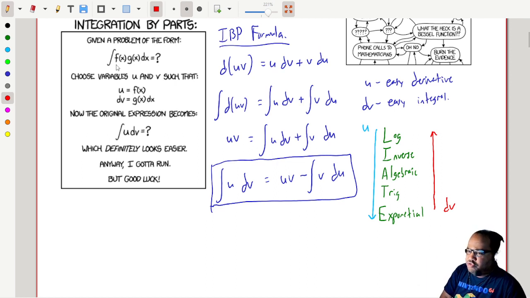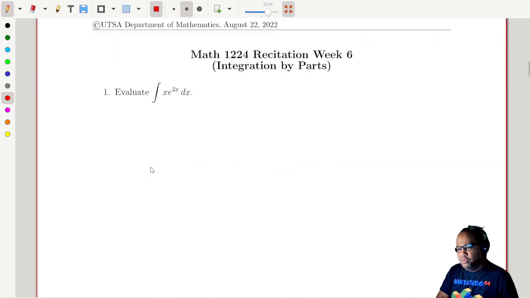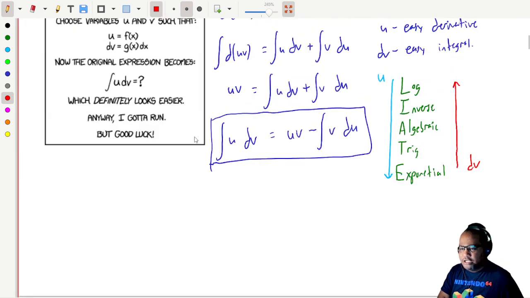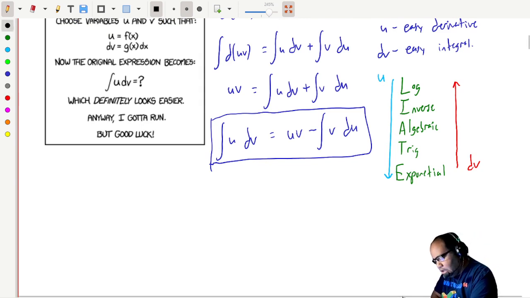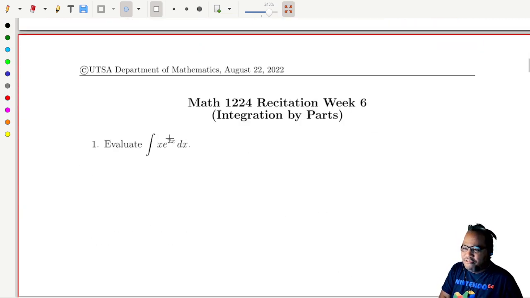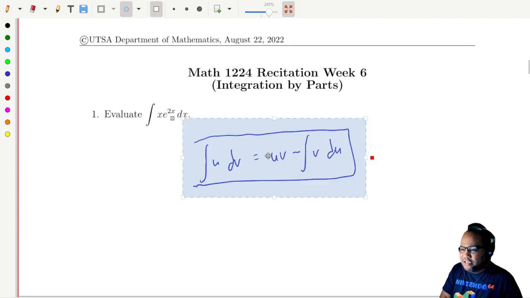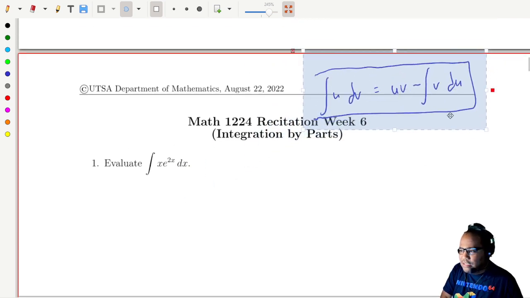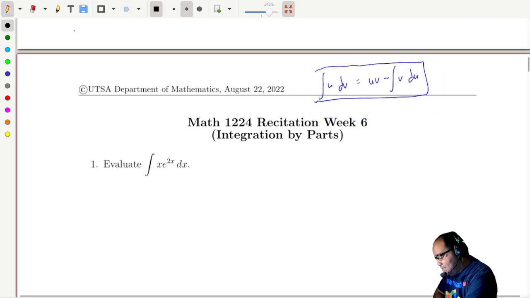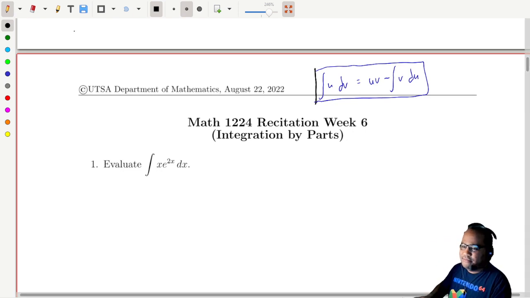Let's see how we can transform problems like this into problems like this. So we have our first problem here. And in fact, just to keep this handy, I'll go ahead and select our integration by parts formula here, that way we have it ready to go. Okay, copy that. All right, and we're going to look at this integral here. We're going to integrate x times e to the 2x dx.